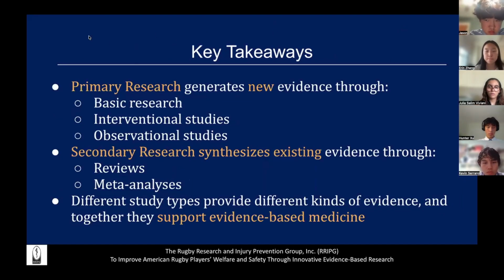So some key takeaways, medical research involves two branches, primary and secondary research. With primary research, you generate new evidence through the use of basic research, interventional studies, and observational studies. And with secondary research, you're synthesizing existing evidence through the use of reviews and meta-analyses. Together, different study types can provide you with different types of evidence, and together they support evidence-based medicine.